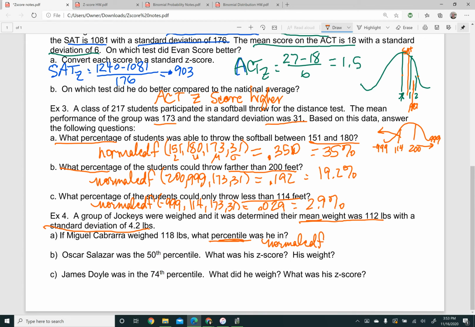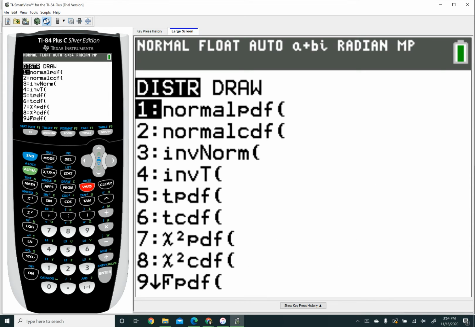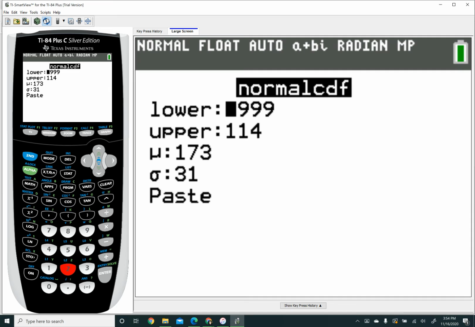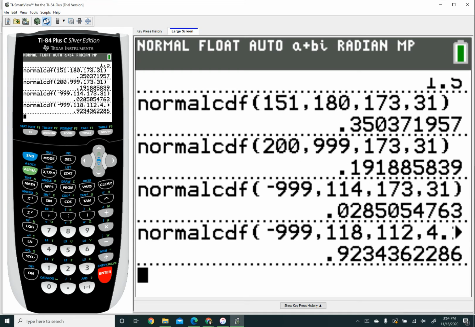Now, he's weighing 118 pounds, so we're going up to his amount. We're going to go from the bottom up to his amount to know what percentile he's in. And then the 112 and the 4.2, because that's our new mean and standard deviation. So normal distribution, negative 999, 118, 112, 4.2. So he's in the 0.92.